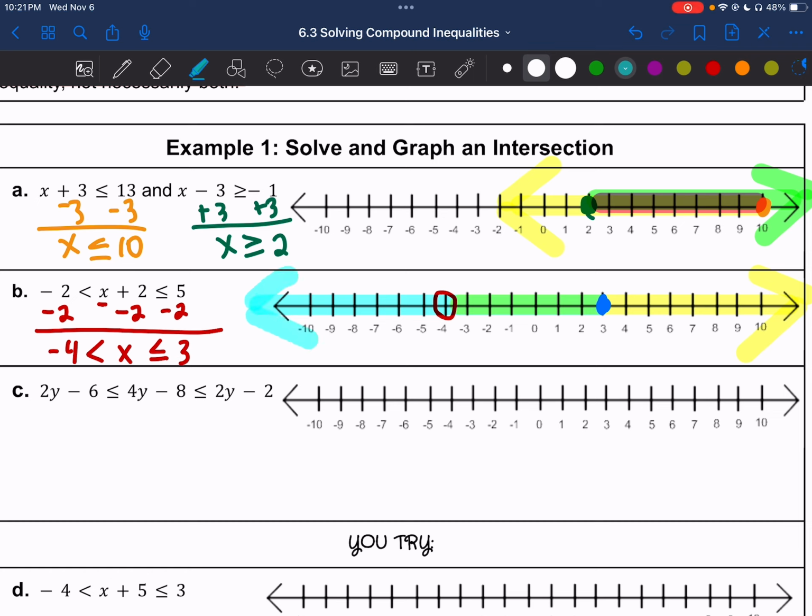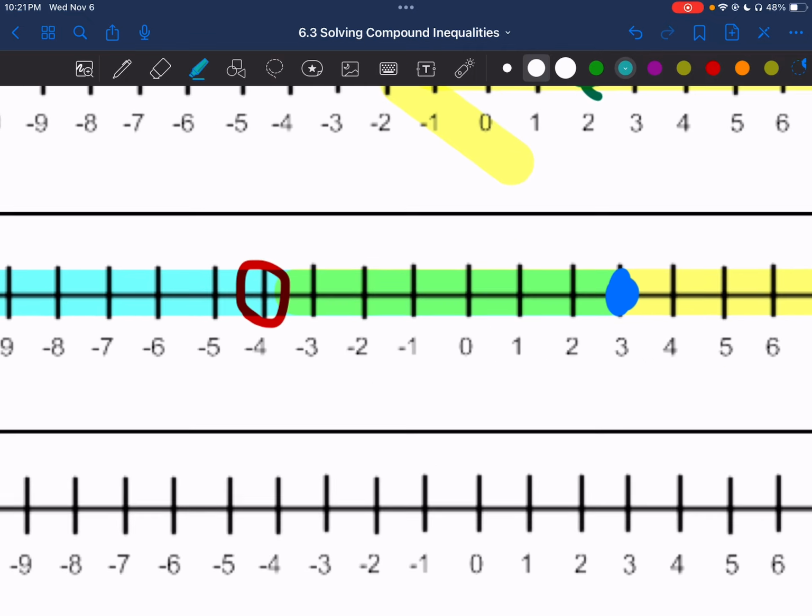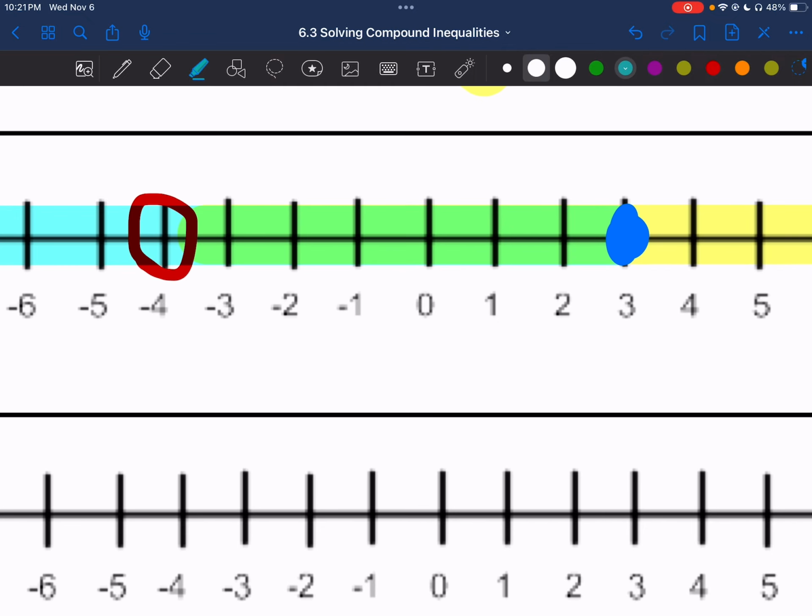And so we move to the left, and hey, look, I used yellow and I used cyan, and I got a combined green. What on earth is going on there? That's a preview for the optics unit in science come February-ish. So my overlapping interval, though, is that portion that turned green. This is the overlapping part. That is my solution set for an "and" inequality.